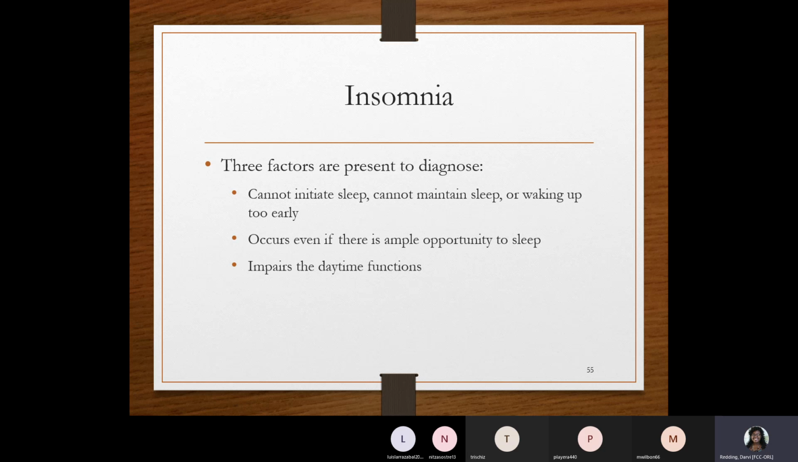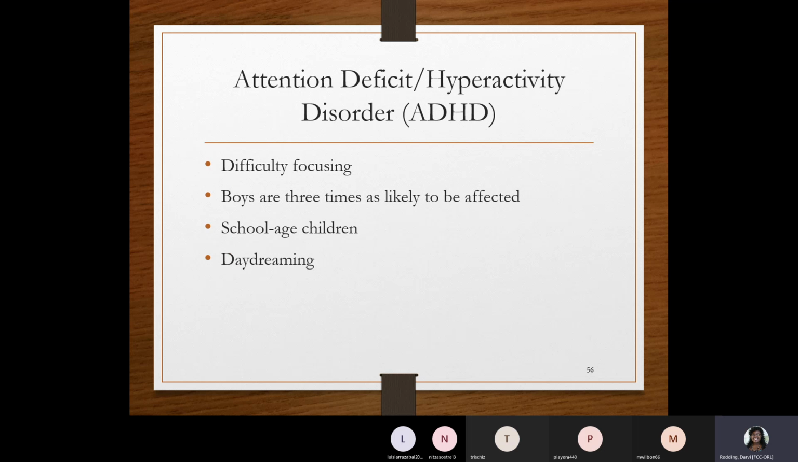Another condition of the nervous system would include insomnia, and there are three factors that have to be present to be diagnosed. The person cannot initiate sleep, they can't maintain sleep, or they wake up too early. And this occurs even if there's ample opportunity to sleep. It also impairs their daytime function. A medication that a prescriber might prescribe for insomnia might include Ambien, which its generic is zolpidem, just giving that as an example.